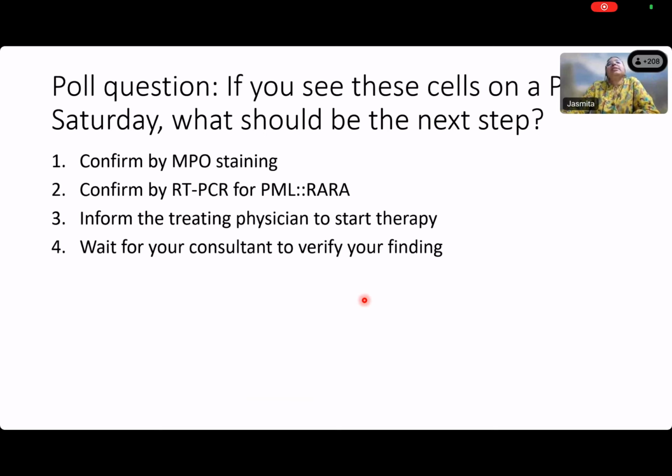Now another question is, if you see these cells on a PS on a Saturday, what should be your next step? Confirm by MPO staining. Wait for consultant to verify. Okay. Another, confirm by PCR. So everybody who's answered me, I'm glad that you answered.